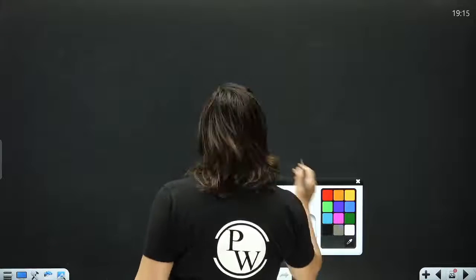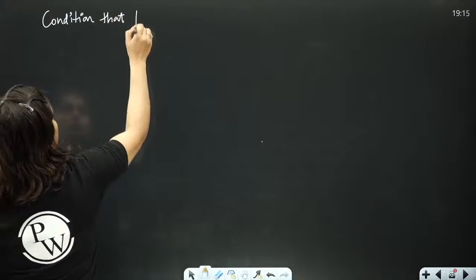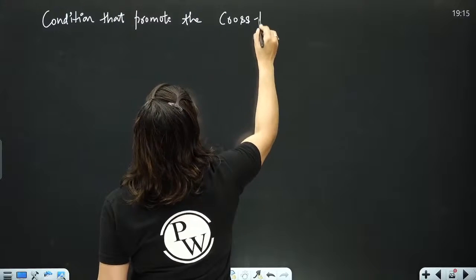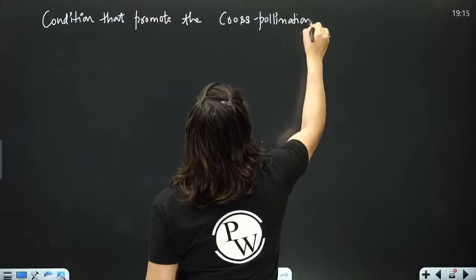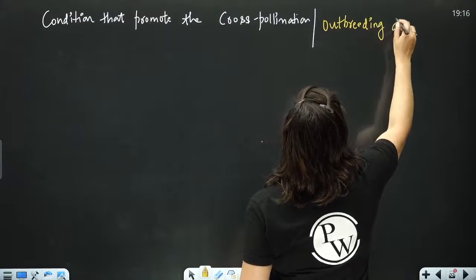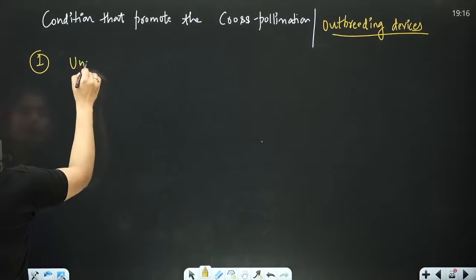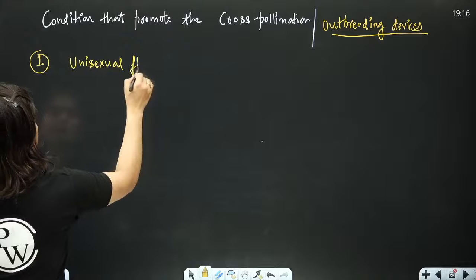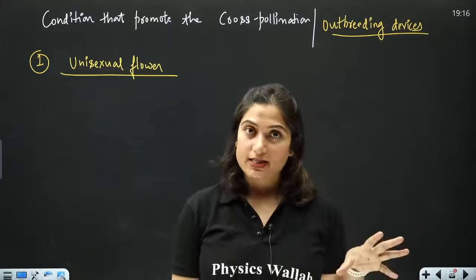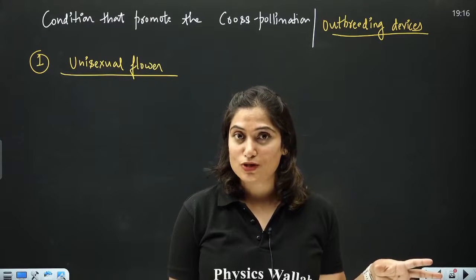Now let's see the conditions that promote cross-pollination. All those conditions that promote cross-pollination are called outbreeding devices. And what are the outbreeding devices? Let's see. First, unisexual flower. That doesn't mean that a bisexual flower cannot show cross-pollination. I am citing a line, listen to it carefully. A bisexual flower can show cross-pollination, geitonogamy, or self-pollination, but self-pollination will always be shown by a bisexual flower.